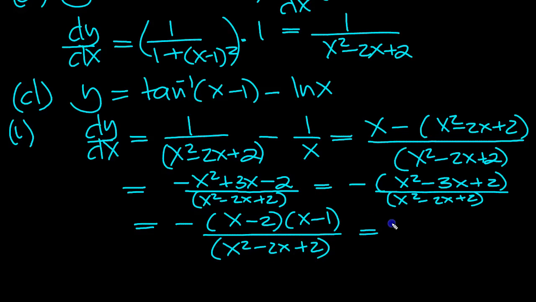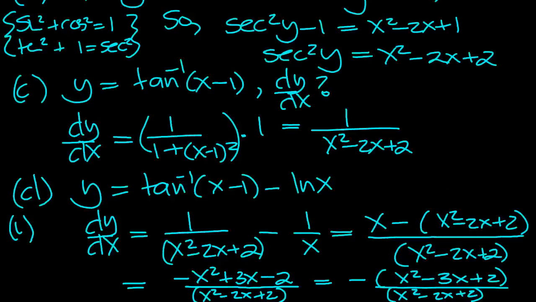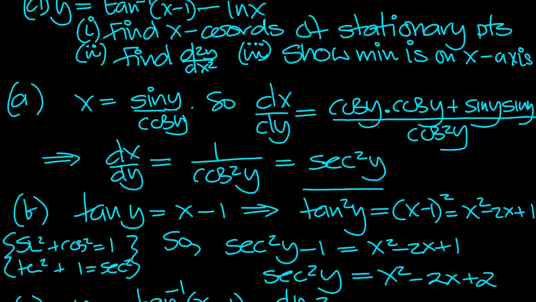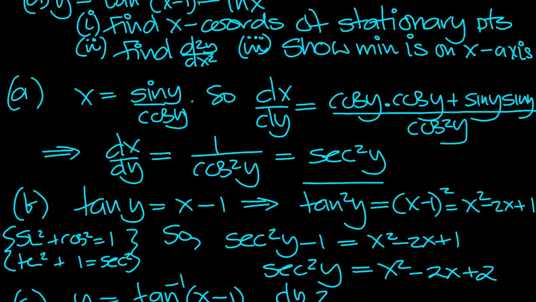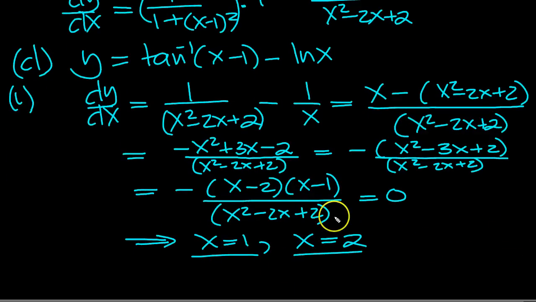So let that equal 0 then. It implies x is equal to 1, x is equal to 2. Two solutions. And I think it was the x coordinates, wasn't it, of the stationary values is all we were asked to find. Okay, so that's that done. Find d2y by dx squared now and show it's a minimum on the x-axis.